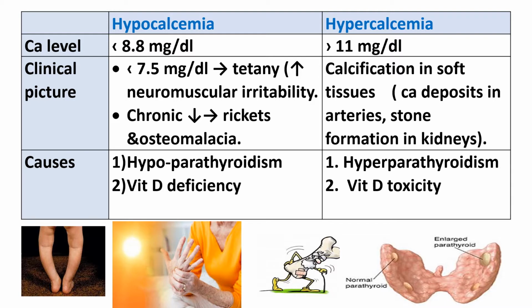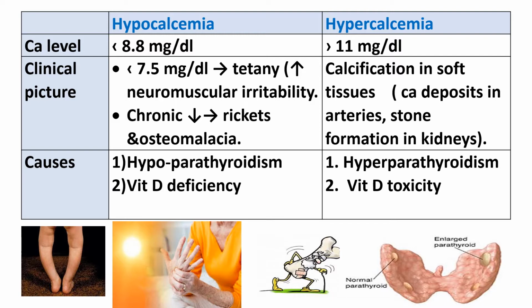Of course, if the calcium level is low, this can be caused by hypoparathyroidism, because parathyroid hormone increases calcium level. So if the parathyroid hormone is low, this leads to decreased calcium level and hypocalcemia. And also vitamin D deficiency, because vitamin D increases calcium level to normal. So if parathyroid hormone is low or vitamin D is low, this leads to decreased calcium level.